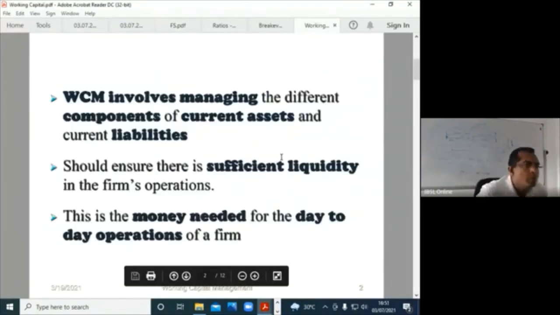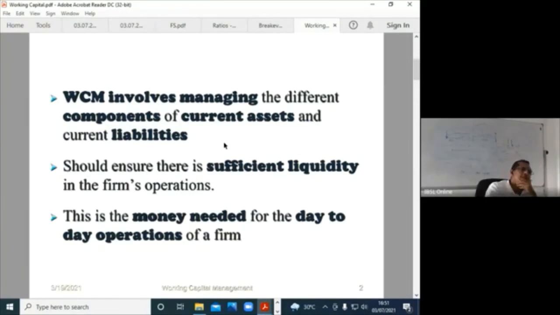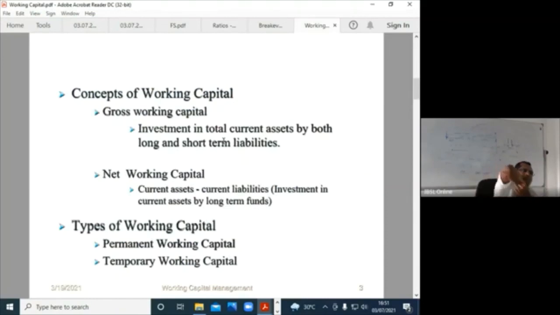This is all what I told. Involve managing the different components of current assets and current liabilities, sufficient liquidity, money needed for the day-to-day operation of the firm. Okay, this one I covered, but words I didn't use. Concept of gross working capital and net working capital. Gross working capital is the value of the current assets. Net working capital is current assets minus current liabilities. Right? That is the meaning of the two words. If someone asks what is gross working capital, it is the current assets. What is net working capital? Current assets minus current liabilities.